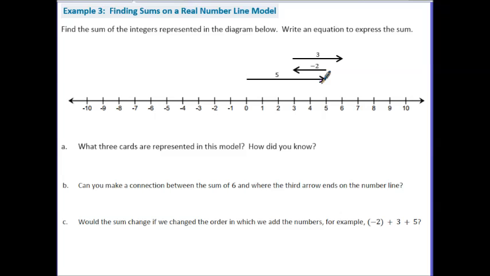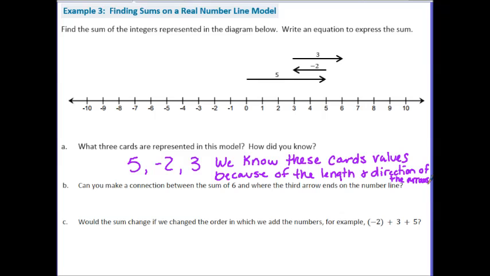So as I look at this diagram, I notice that there are 3 different motions going on this number line. The first one represents a +5. So in terms of the cards referring to the integer game, we would definitely have a 5. The second one is a -2, so we would have a -2 card. And the third one is a +3. And we know because they're represented using the arrows, length and direction.